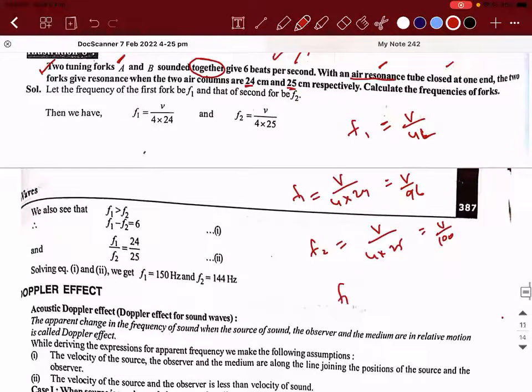And we know the fact that F1 minus F2 is equal to 6. So you have two unknowns and two equations. Just calculate them. So find F1 in terms of F2. So F1 by F2 is how much? 100 by 96. So F1 will be equal to 100 by 96 into F2. Substitute it here, calculate F2. Once you find F2, substitute it back in F1 minus F2 is 6. You will get the value of F1.